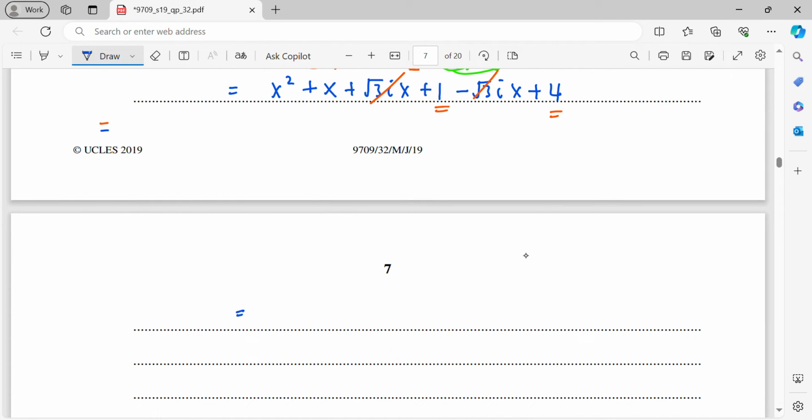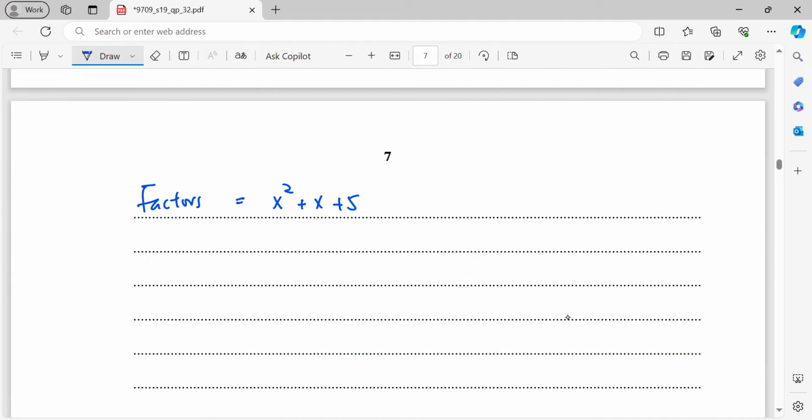So that means my factor will be x squared plus x and then plus 5. And now, to get another root, I need to perform the polynomial division, which means my 2x cubed plus 5x squared plus 10x plus 4 will be divided by this quadratic factor.